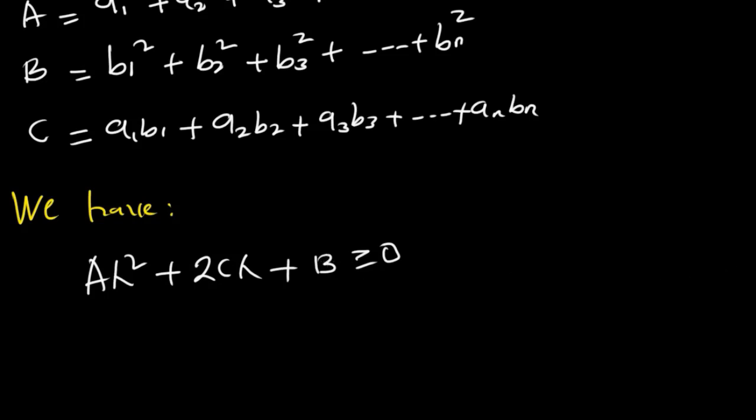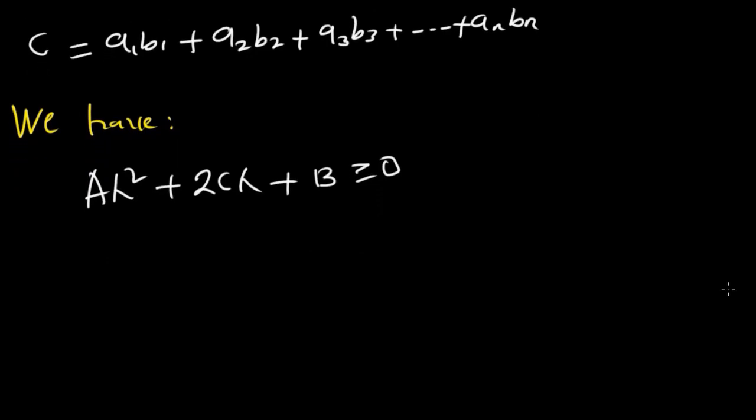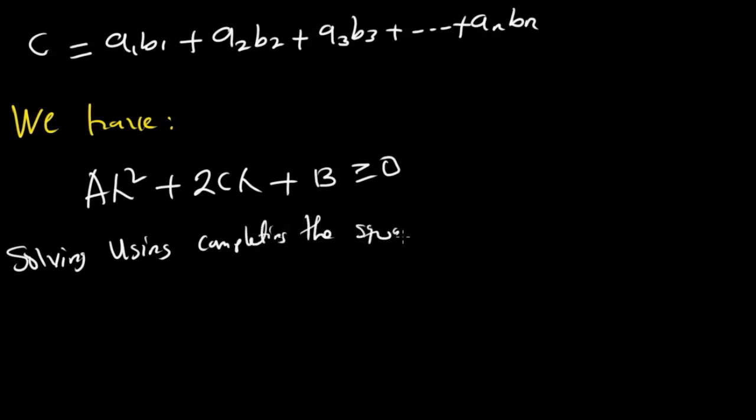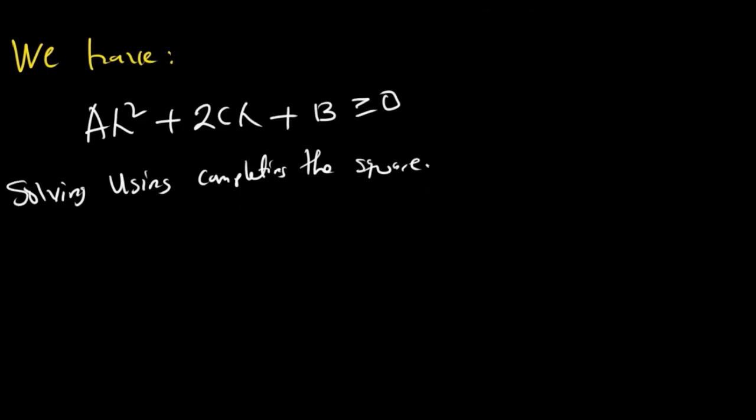So if we have this expression, A lambda squared plus 2C lambda plus B greater than or equal to 0, then we can solve this using the completing the square method of quadratic equations. The first thing to do in completing the square is to make sure the coefficient of lambda squared, since we are solving for lambda, is 1. So if you divide through by A, we are going to have lambda squared plus 2C lambda over A plus B over A greater than or equal to 0.